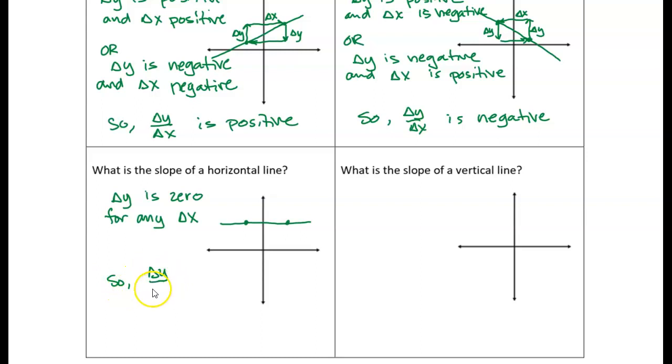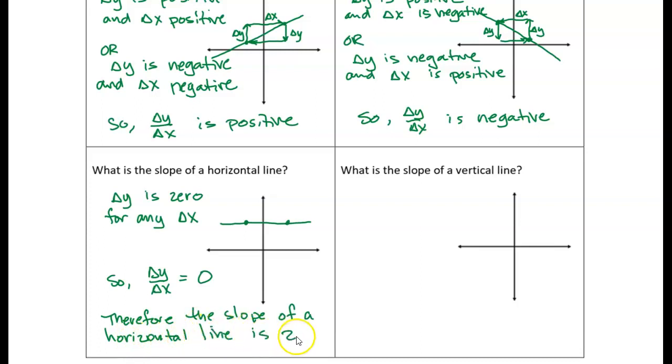So the delta y over delta x is just going to be equal to 0 over some number. 0 over anything is 0. So the slope is 0. So a horizontal line has a slope of 0. So let's summarize that. Therefore, the slope of a horizontal line is 0. Okay, any horizontal line has a slope of 0.